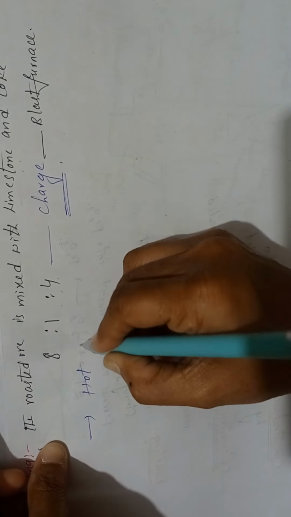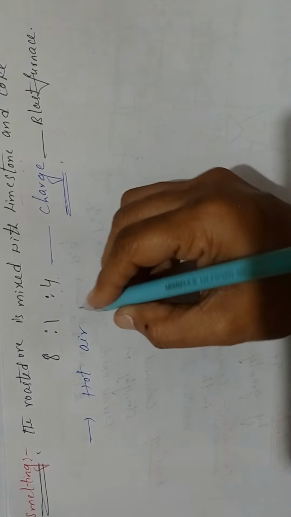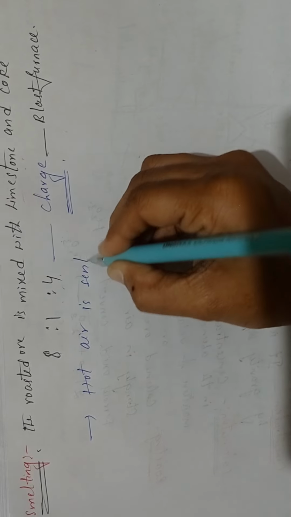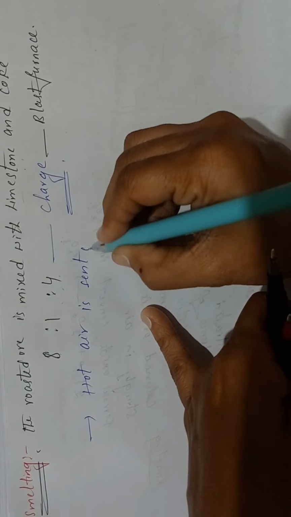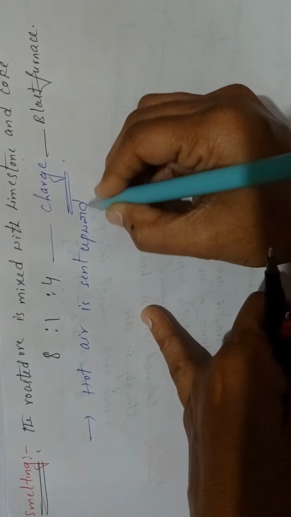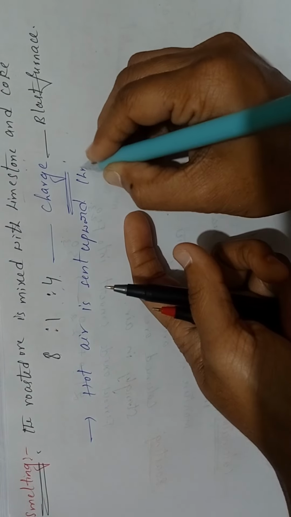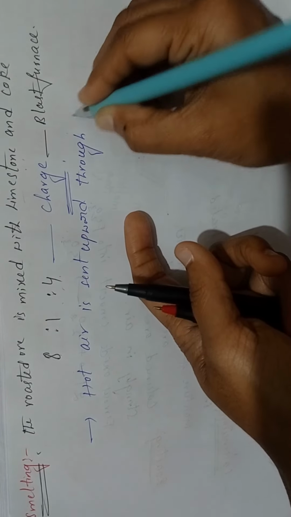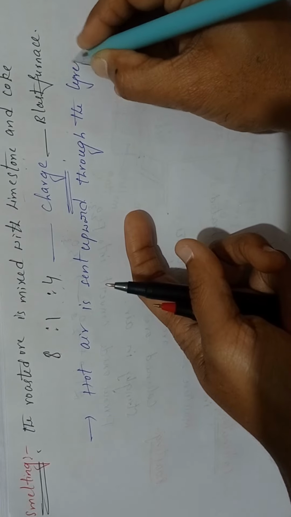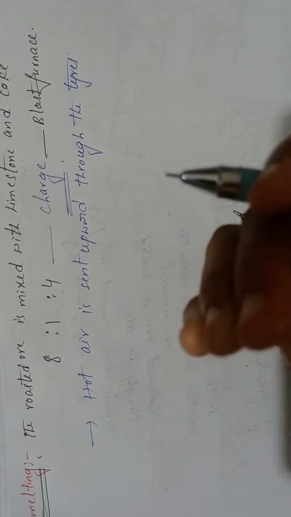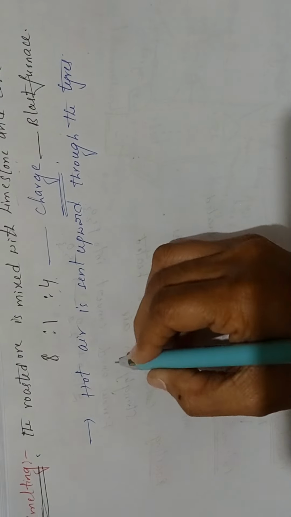So hot air is sent upward through the tires. Clear, students? Through the tires hot air is passing. Okay, now what is the temperature range, students?